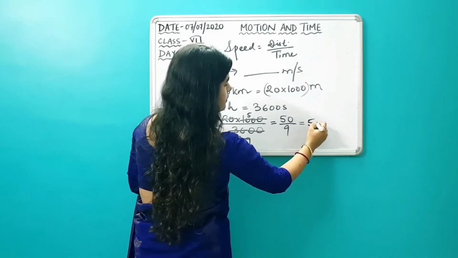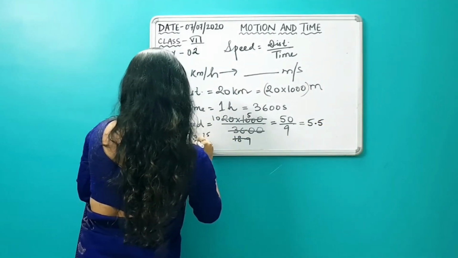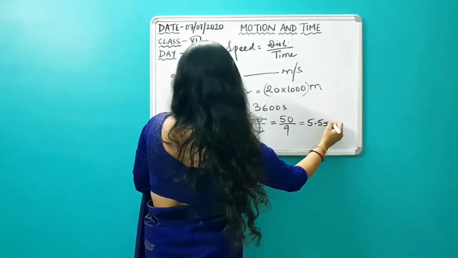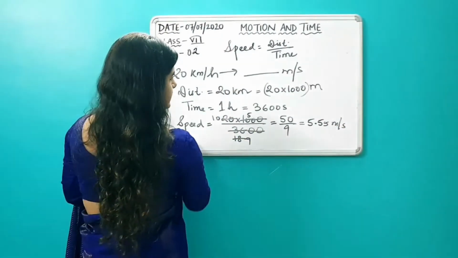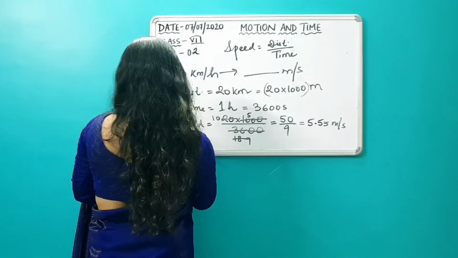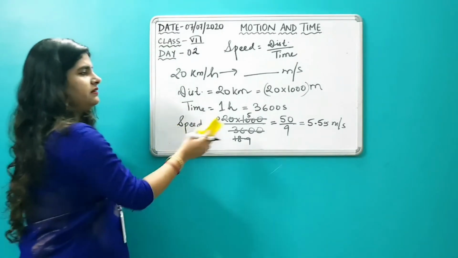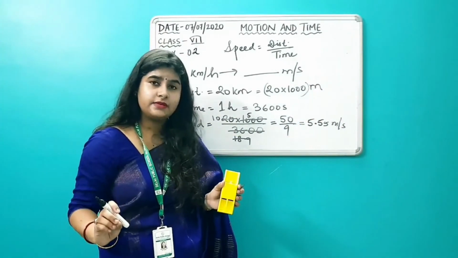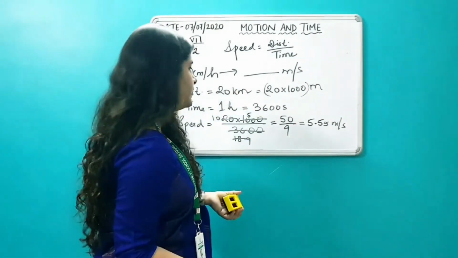That is 5.55 meter per second approximately. After the decimal you can just keep 2 digits and then you can stop. This is just an example from my side just to convert it.